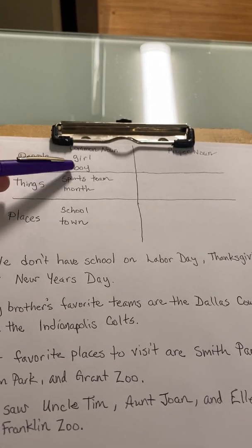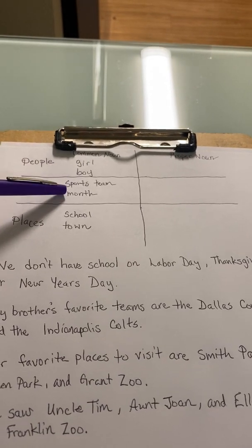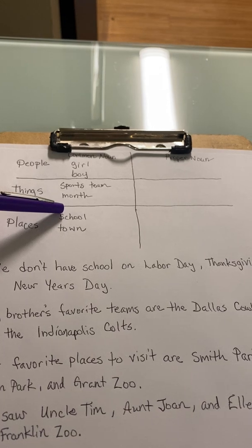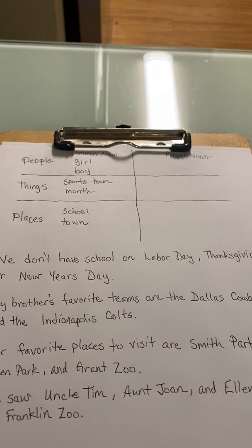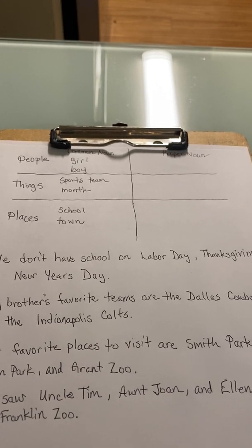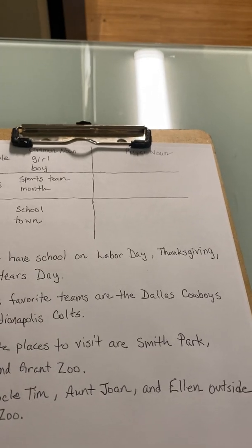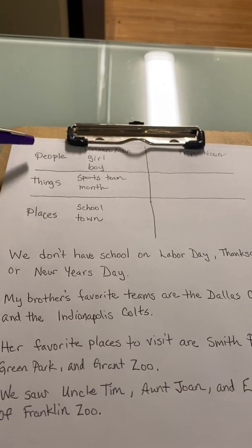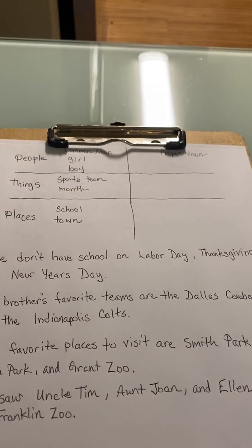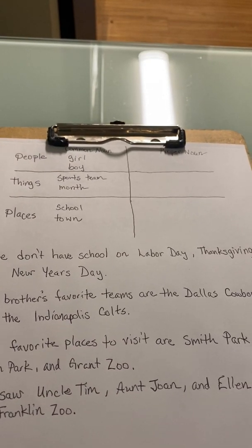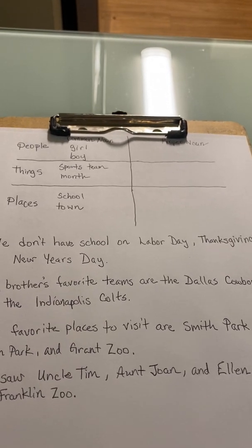So common nouns: girl, boy, sports team, month, school, town. Now, these are common because they are common words. Now, let's look at some examples of proper nouns, which I'll go ahead and write on this side. So you see here, people, girl, or boy. Those are people, common words. Now let's add a proper name to it.